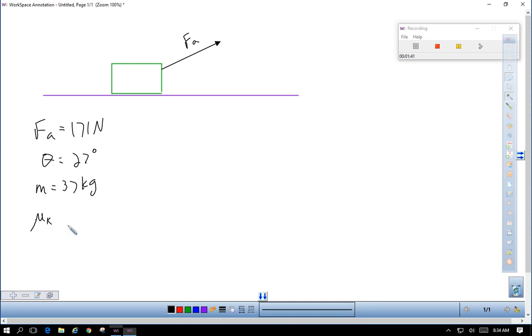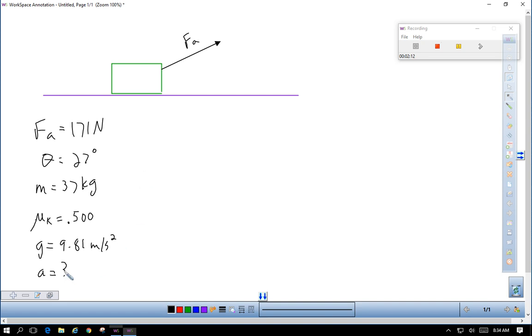Okay, and so mu k is 0.500. And of course, g, sometimes I'll use 9.8, sometimes I'll use 9.81. Of course, if I'm working for the homework, I always use 9.81 because that's the default. And there we have that. And the question is, what is the acceleration? Acceleration equals question mark.